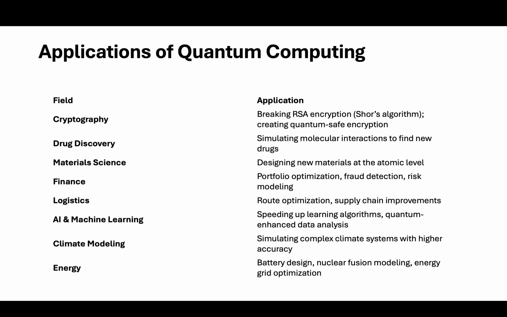Then come applications of quantum computing. Typically, in cryptography, breaking RSA encryption, which is part of Shor's algorithm, and then creating quantum-safe encryption. In the field of drug discovery, simulating molecular interaction to find new drugs. Then material science, designing new materials at the atomic level. From a finance perspective, portfolio optimization, fraud detection, risk modeling.